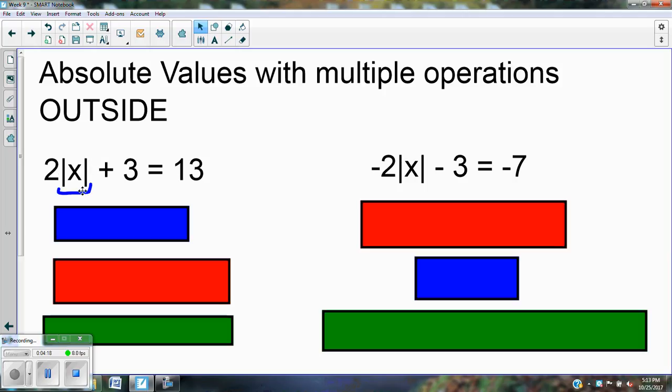So if we want to get this absolute value of x alone, yes, you might say, okay, we need to divide by 2. You can do it that way if you want, but then remember you have to divide by 2 correctly. You'd have to divide this by 2, this by 2, and this by 2. So then you'd have absolute value of x plus 3 halves equals 13 halves. Then you'd have a lot of fractions to deal with. You can totally do it that way if you want.